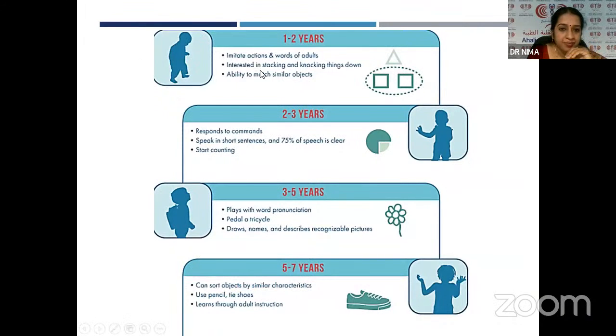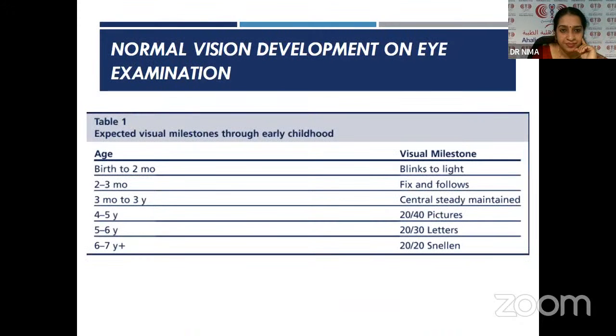And as the child grows, after 1 year, at 1 to 2 years, they start matching similar objects. So that sort of toys we can give to them. Then at 2 to 3 years, they respond to commands, start counting, all these things. And by 3 to 5 years, they start drawing pictures and describing recognizable pictures. And by 5 to 7 years, they start sorting objects by similar characteristics. These are a few vision milestones in kids.